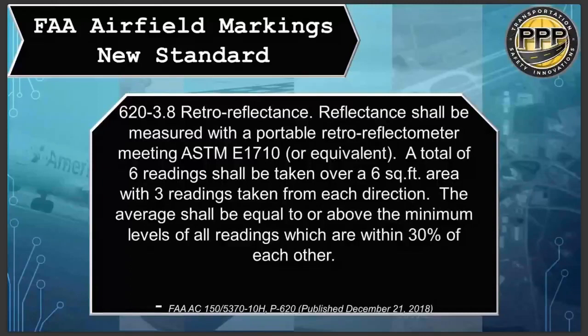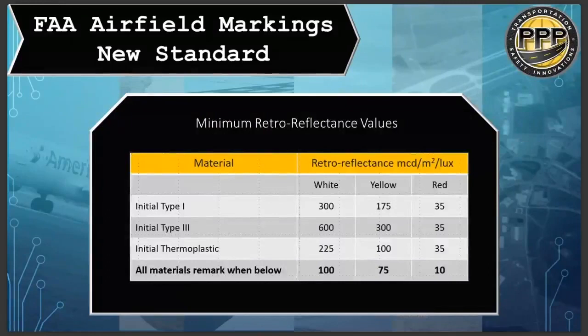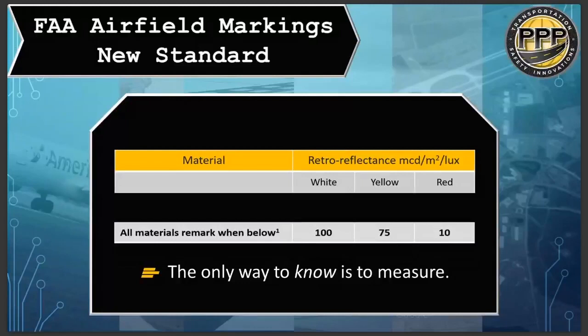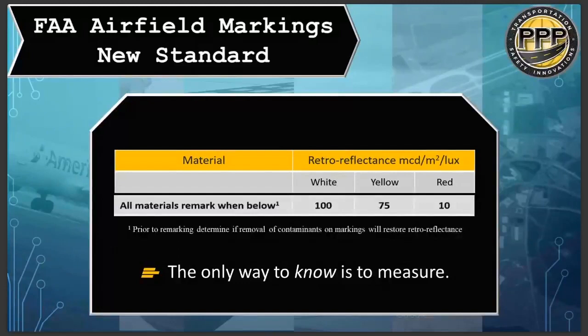But they have a chart underneath that language that I've prettied up a little bit, but it essentially communicates this, that you have initial retroreflectivity or retroreflectance values for white, yellow, and red markings with type 1, type 3 glass beads in them. And you also have this initial thermoplastic retroreflectance criteria. These are not new. Those reflectivity ratings have been defined for about 5, 5.5 years. The new thing is this bottom row, which says all materials remark when below 100 millicandelas on white, regardless of bead type.